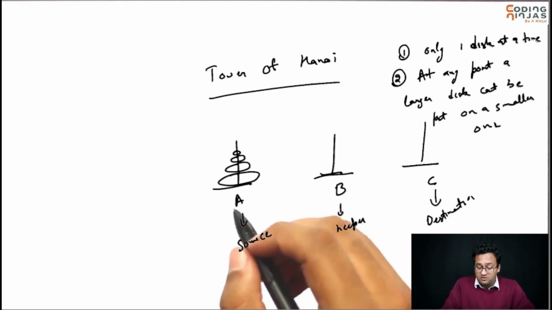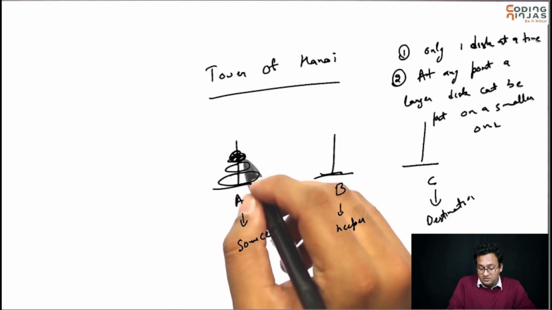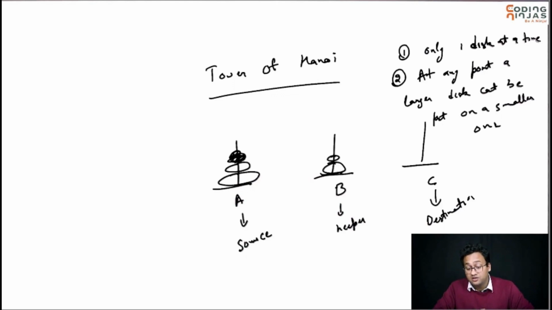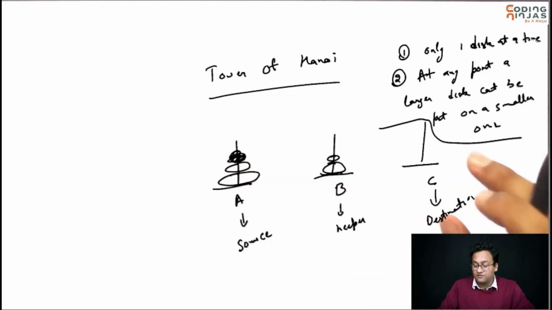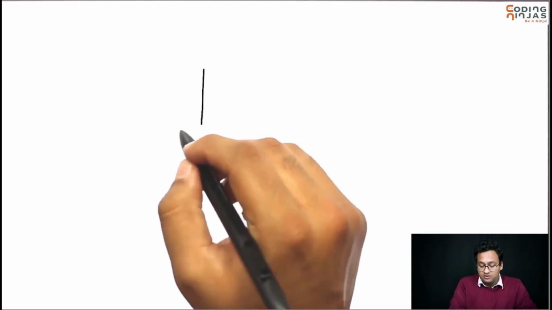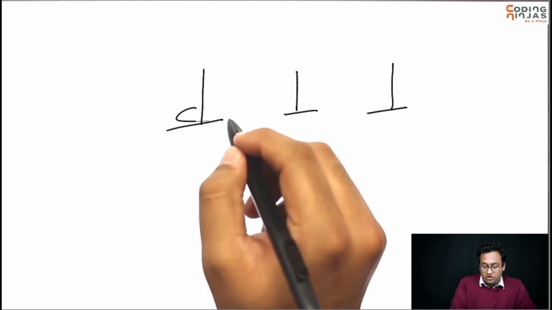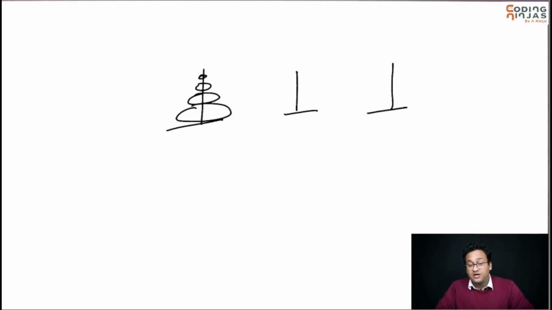Right? So this is fine. If I had these two here, that is fine as well. But you cannot have a larger disk sitting on a smaller disk. Okay, these are two rules that you need to follow. And we need to print all the steps that we will take to move these disks from A to C. So you need to print all the steps that you will need to take.